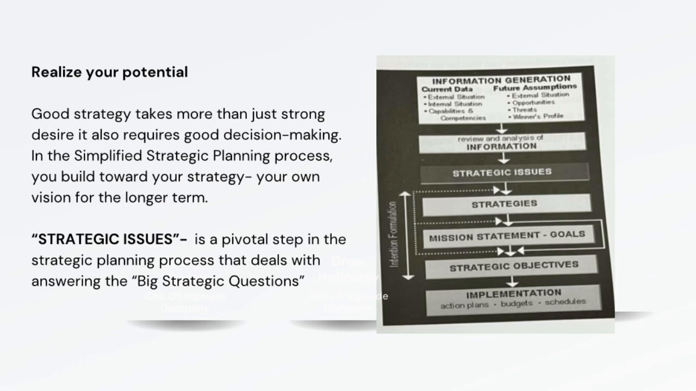Then, what is a strategic objective? A strategic objective is a specific, actionable, and time-bound step designed to achieve broader goals. Examples of its characteristics: aligned with the mission and vision, quantifiable and clear. Then, lastly, implementation. Implementation includes action plans, budgets, and schedules. Implementation is executing the strategic objective through coordinated action and resource allocation.